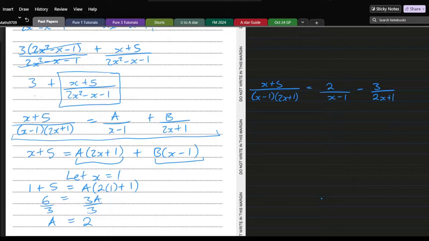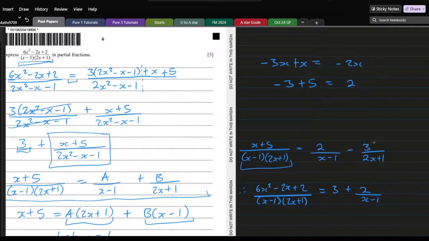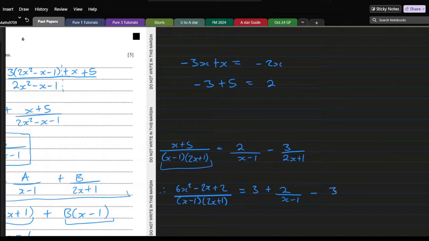But don't forget, we also have our constant here. So our final answer for the decomposition of this original fraction we were given would be that, therefore, our (6x squared minus 2x plus 2) over (x minus 1)(2x plus 1) is equal to our constant 3 plus the decomposition of this fraction here, which is 2 over x minus 1 minus 3 over 2x plus 1, and this here is our final answer.